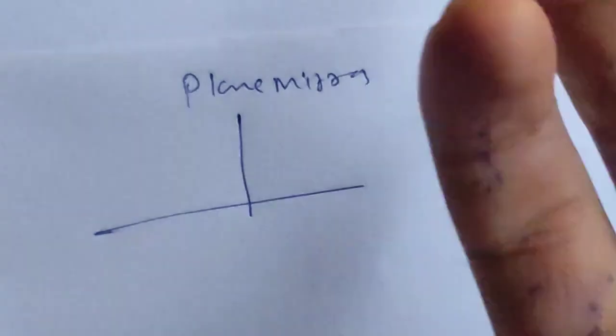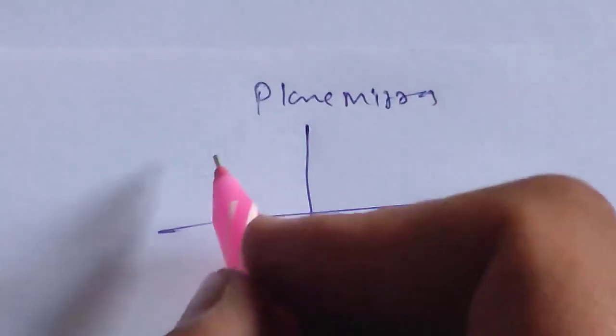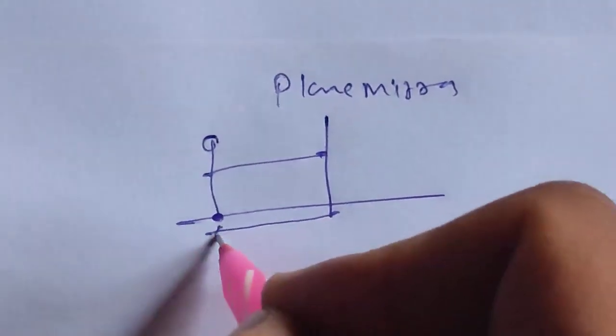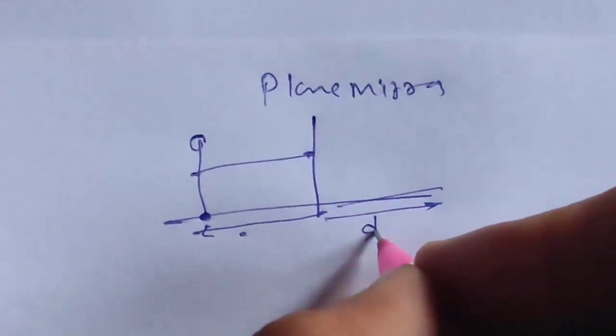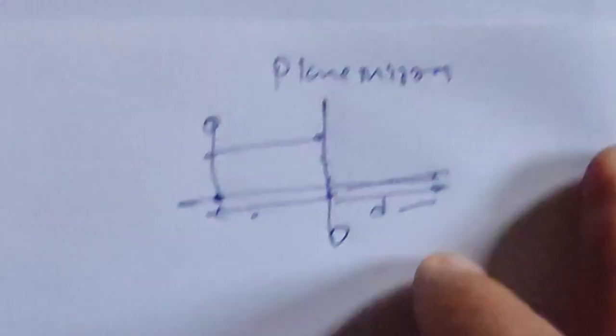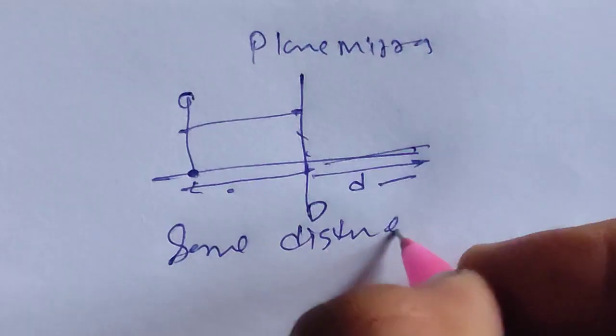In the plane mirror, for example, when you see your reflection in a mirror in front of you, or in a mobile camera, when you are an object in front of it, the image is formed at the same distance at the back of the plane mirror. This is the plane mirror, and the image forms at the same distance.